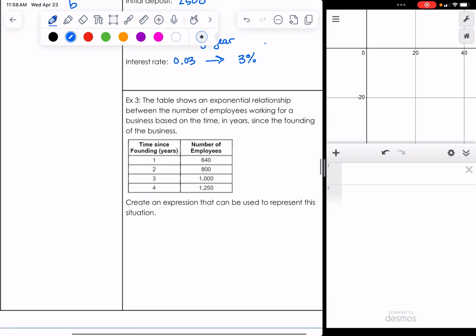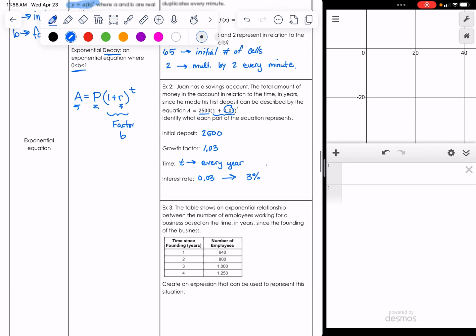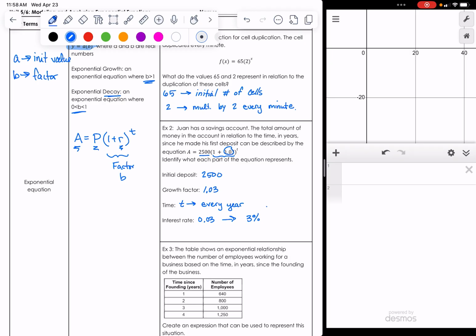Let's take a look at example 3. The table shows an exponential relationship between the number of employees working for a business based on the time in years since the founding of the business. All right, so here's what we need to remember about this. This P value, this a value, our initial value, is when t or x is 0. It is the y-intercept. So we need to be able to identify that in a table or on the graph if we're trying to identify what our P-value or a-value are.